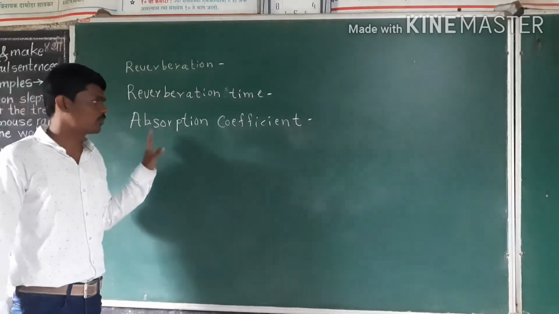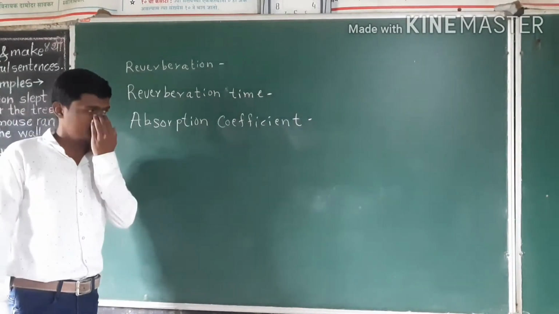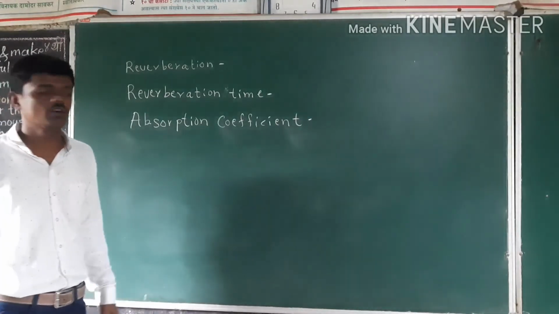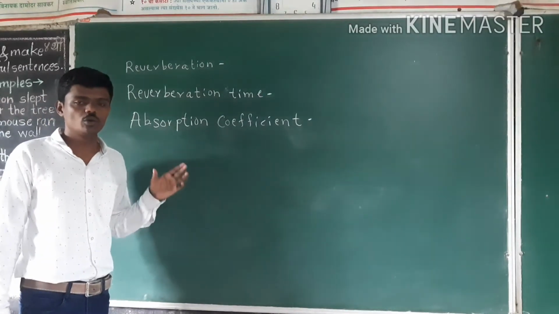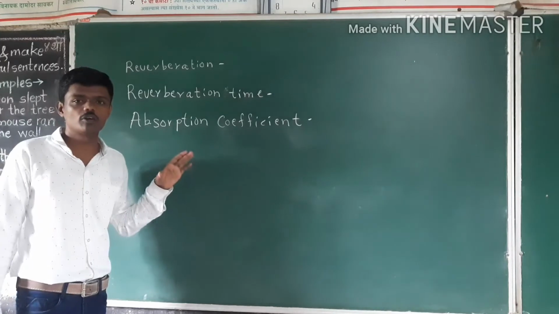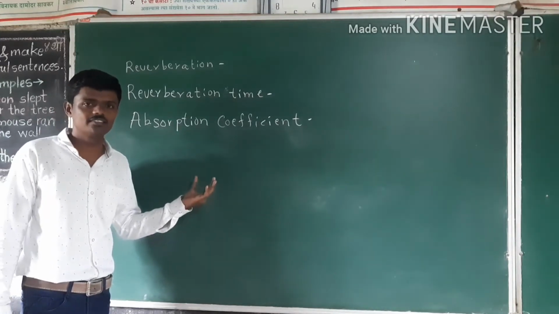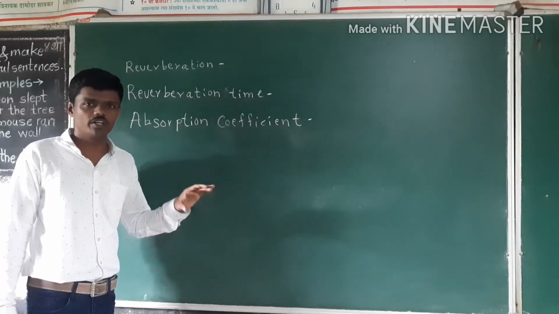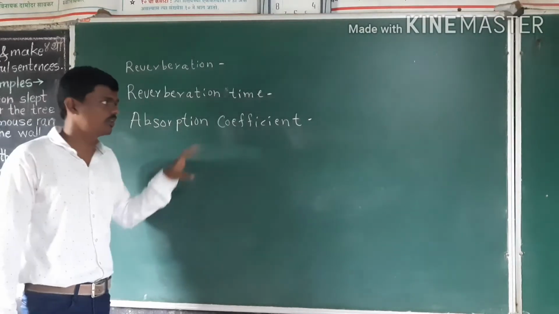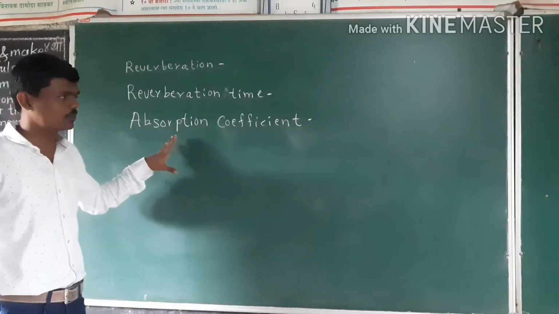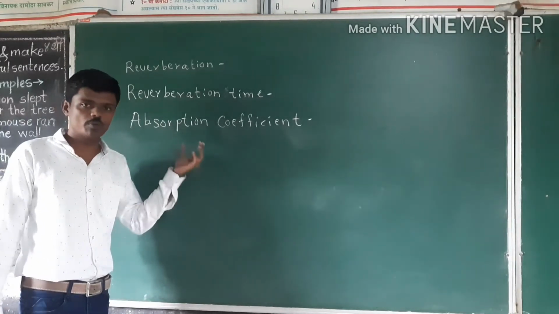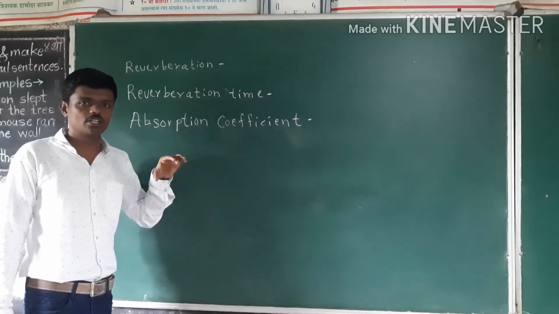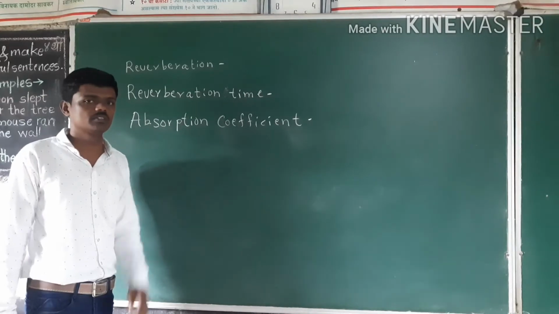So our next point is absorption coefficient. What is the absorption coefficient of any surface? So the absorption coefficient of any surface is the total amount of sound energy absorbed by that surface to the total sound energy incident on that surface. So it is a ratio. Okay. So the absorption coefficient of any surface is a ratio between total sound energy absorbed by that surface to the total sound energy incident on that surface.